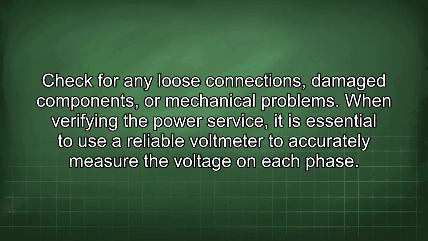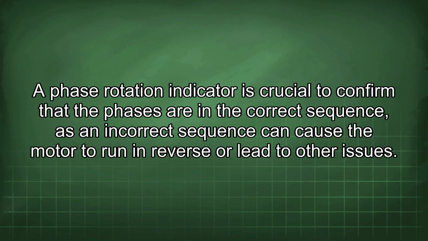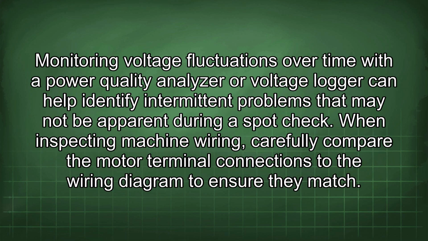When verifying the power service, it is essential to use a reliable voltmeter to accurately measure the voltage on each phase. A phase rotation indicator is crucial to confirm that the phases are in the correct sequence, as an incorrect sequence can cause the motor to run in reverse or lead to other issues. Monitoring voltage fluctuations over time with a power quality analyzer or voltage logger can help identify intermittent problems that may not be apparent during a spot check.